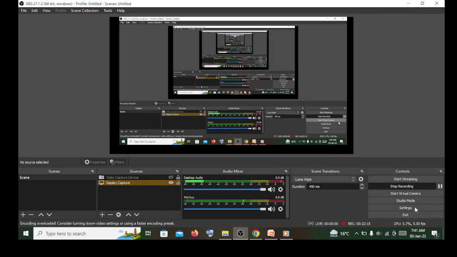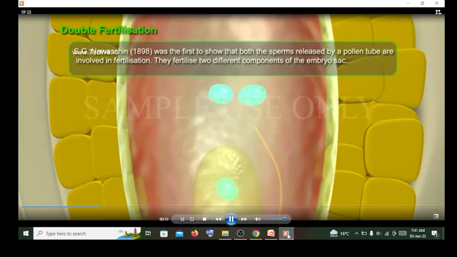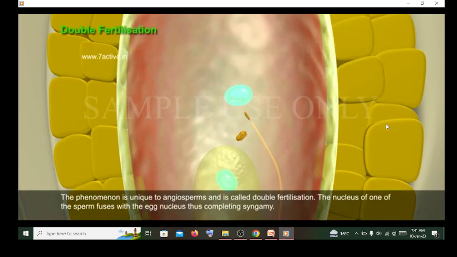S.G. Nawaschin, 1898, was the first to show that both the sperms released by a pollen tube are involved in fertilization. They fertilize 2 different components of the embryo sac. The phenomenon is unique to angiosperms and is called double fertilization.